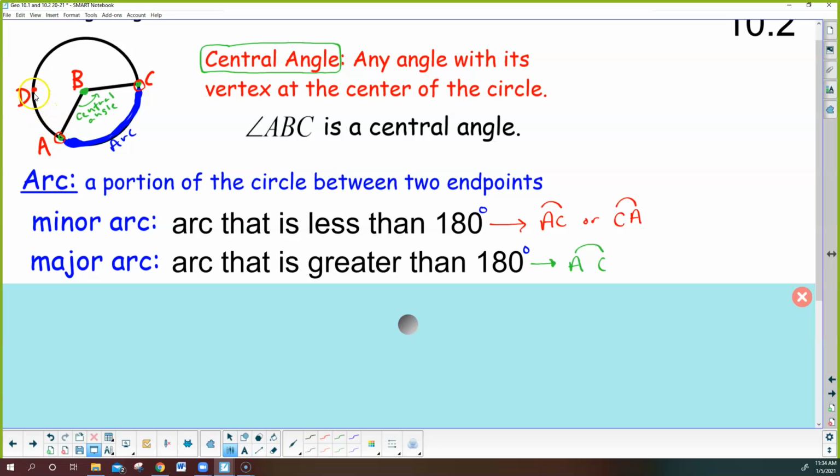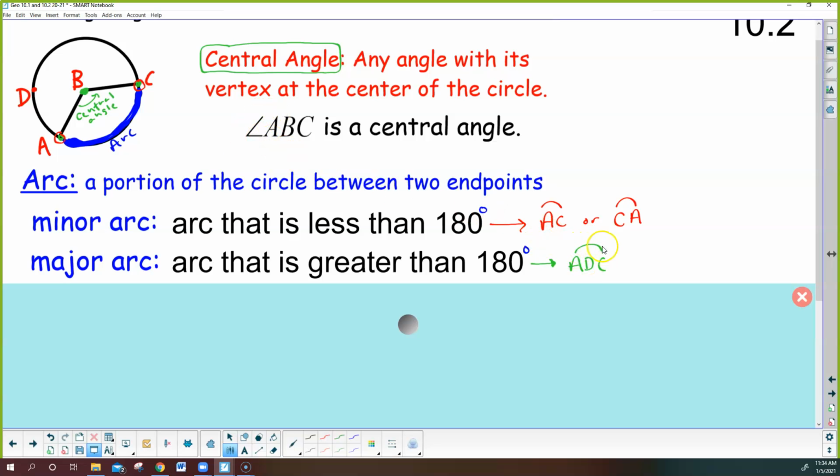So that's why we need an extra little point, and that's where the point D comes in. I'm going to start at A, go through D, and end at C. So when we name major arcs, we need 3 letters. The 2 outside letters are your endpoints, and the letter in between tells me the direction to go. So if I read this, it would say start at A, go through D, and all the way to C around the circle. Right? So notice, it's not an angle because there's not an angle symbol.